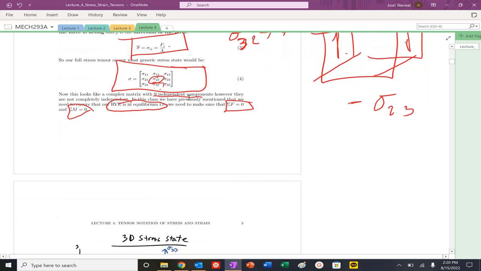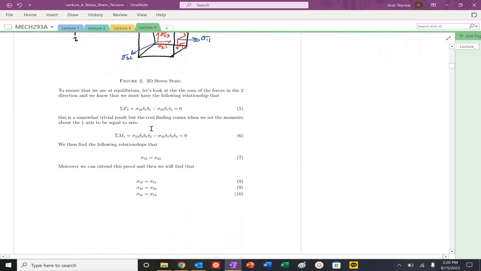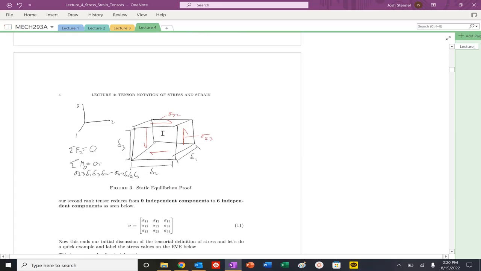But let's get back to this example. We have to have static equilibrium, so the sum of the moments and the sum of the forces must be equal to 0. And right now we have 9 independent equations. I don't think that we need 9 independent ones. So let's look at this example here.